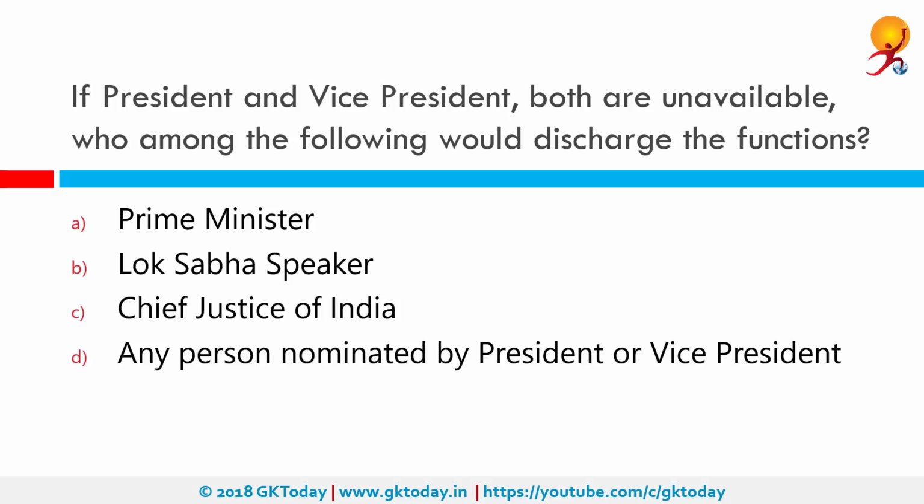If President and Vice President both are unavailable, who among the following would discharge the functions? The correct answer is Chief Justice of India. The President (Discharge of Functions) Act 1969 of India provides that the Chief Justice of India shall act as the President of India in the event of the offices of both the President and the Vice President being vacant.